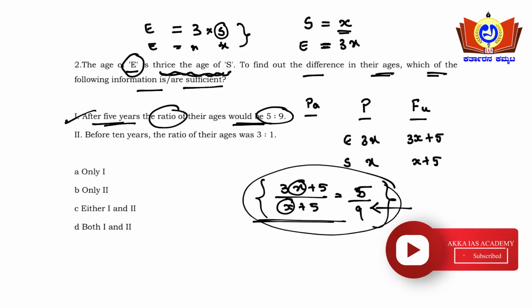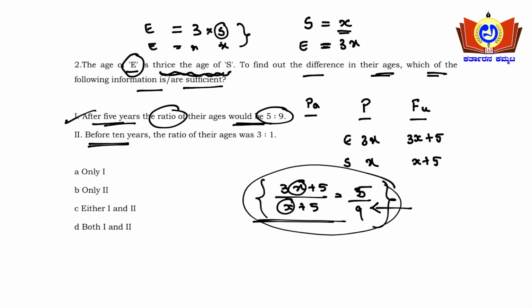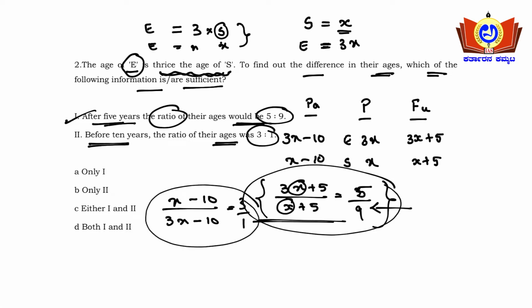Now the second statement, before 10 years. Before 10 years means 3x minus 10 and x minus 10. Before 10 years the ratio of their ages was 3:1, so (3x - 10)/(x - 10) = 3/1. It is also evident that with this equation we are able to find the difference in their ages. Hence statement 2 alone is also sufficient.